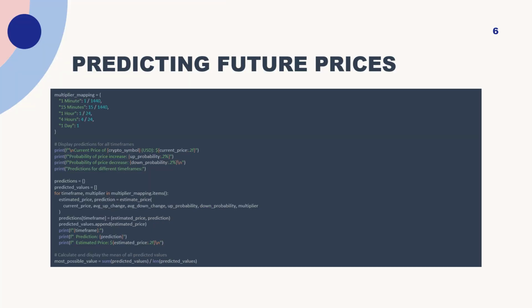Moving on to step 3, which is predicting future prices. This is where the script really gets interesting because it predicts future prices. Using the probabilities and average percentage changes it calculated in the previous steps, the script estimates how the price might move over different time frames. For example, it predicts for 1 minute, 15 minutes, 1 hour, and even 1 day.